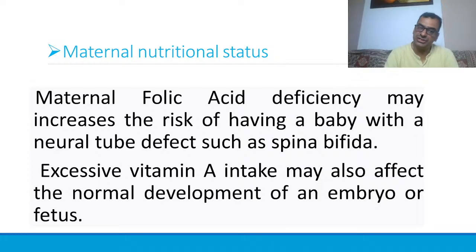Then maternal nutritional status. Maternal folic acid deficiency may increase the risk of having babies with a neural tube defect such as spina bifida. Excessive vitamin A intake may also affect the normal development of an embryo or fetus.